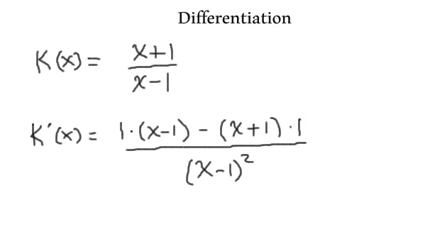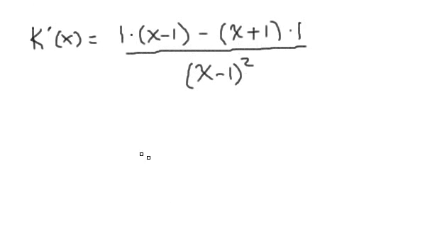Now let's go ahead and simplify this down a little bit. So we have k prime of x is equal to, so 1 times x minus 1 is just x minus 1, and then I'm going to distribute this minus through, so this becomes minus x minus 1. And of course, we don't even pay attention to that.